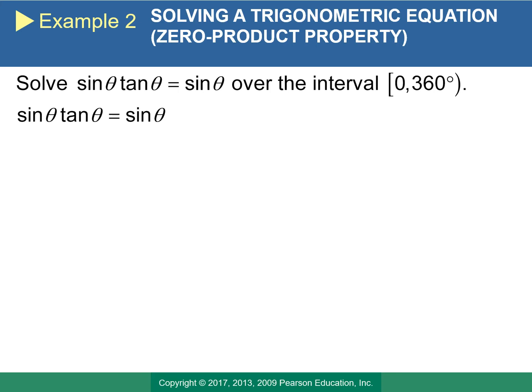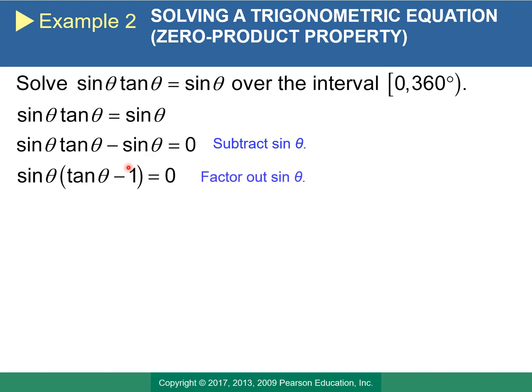Let's try this next example. Solve sine theta times tangent theta equals sine theta over the interval from 0 to 360. Now notice this time we have more than one trig function present in our equation. So this is the bullet point we mentioned where we're going to make one side of this equation equal 0. And in this case, we just do that by subtracting sine theta to the left side. Well, technically from both sides.